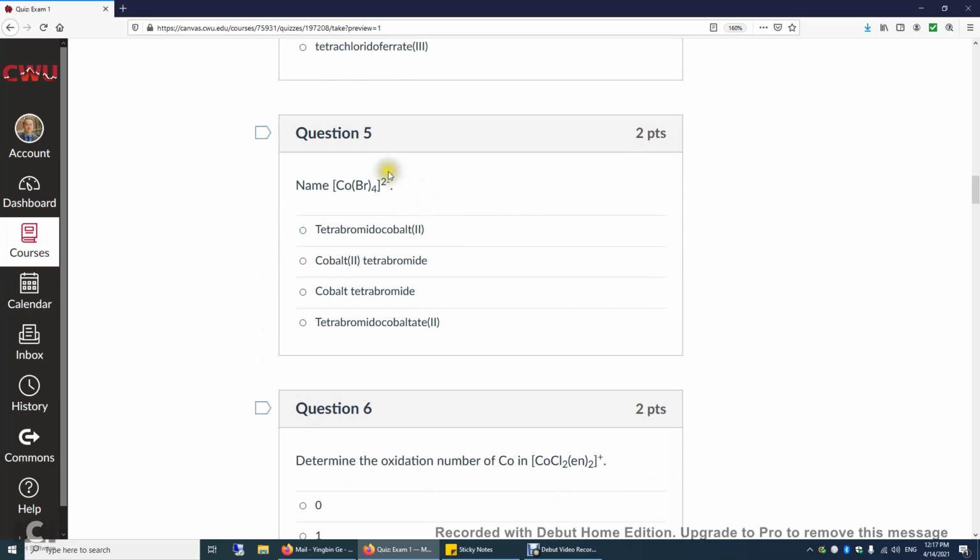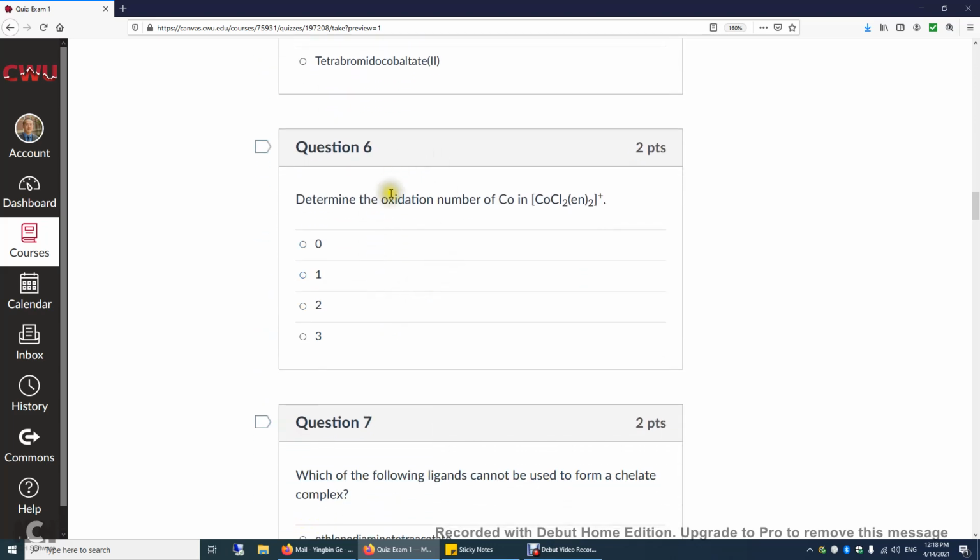Question 5. This question is very similar to the previous question, so you just need to pay attention to the overall charge of the complex. It's negative, so you need to add ate in the end, so cuprate. I think this is the only one, cuprate 2, and also tetrabromido cuprate 2. You can say tetrabromo cuprate 2 as well. Bromo is the common name of this bromido ligand.